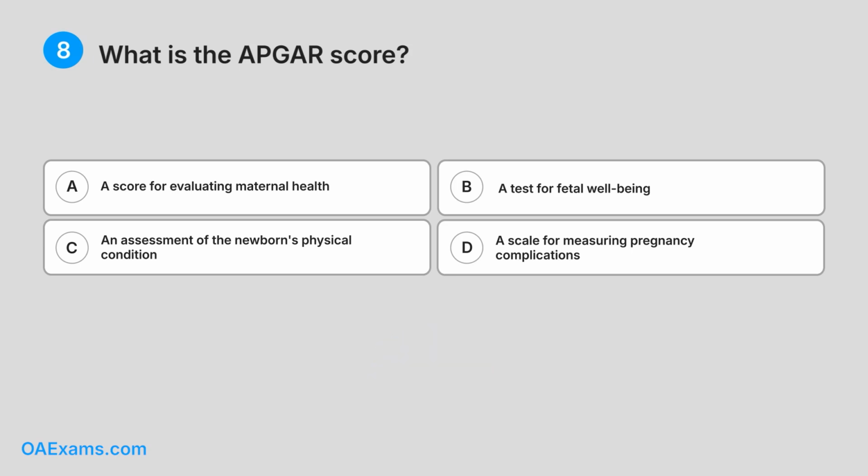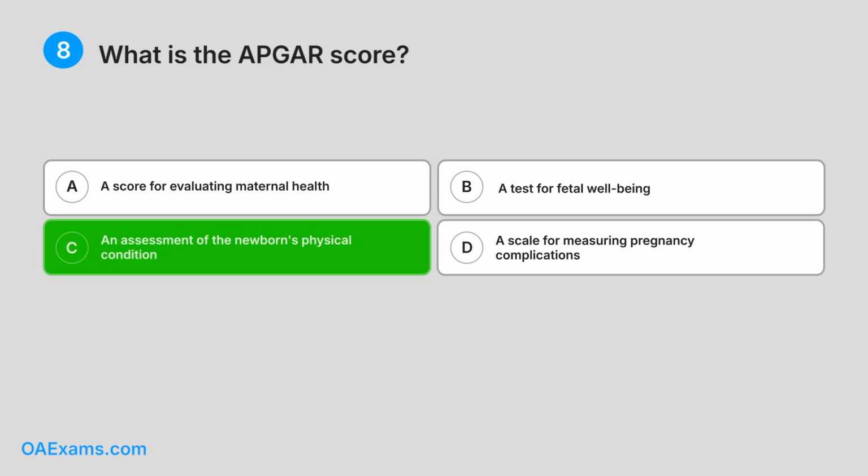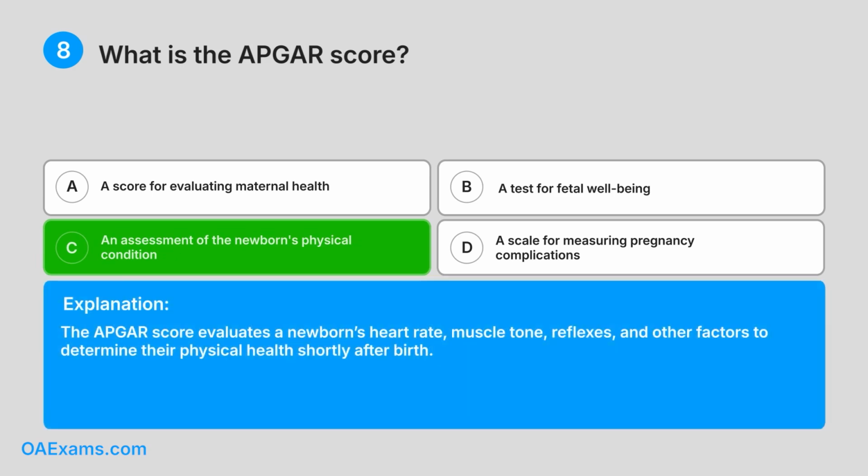Correct answer: C. An assessment of the newborn's physical condition. Explanation: The Apgar score evaluates a newborn's heart rate, muscle tone, reflexes, and other factors to determine their physical health shortly after birth.